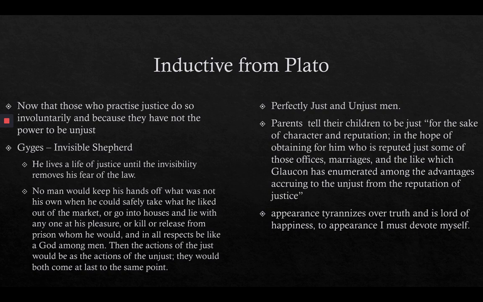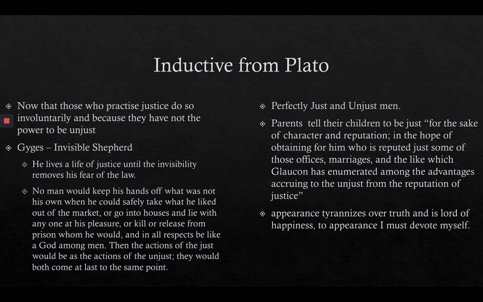And at the end of that example, it says, no man, this is Adeimantus and Glaucon, no man would keep his hands off what was not his own when he could safely take what he liked out of the market, or go into houses and lie with anyone at his pleasure, or kill or release from prison whom he would, and in all respects be like a god among men. Then the actions of the just would be as the actions of the unjust. They would both come at last to the same point.